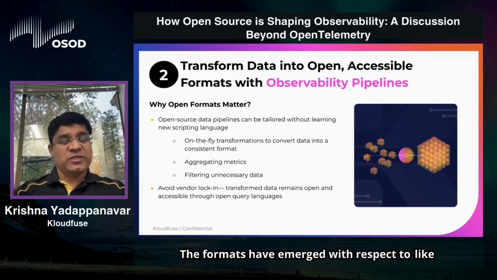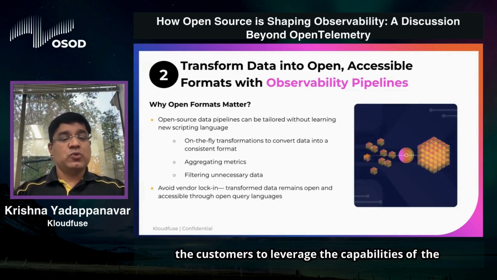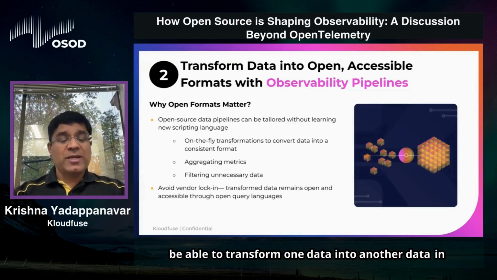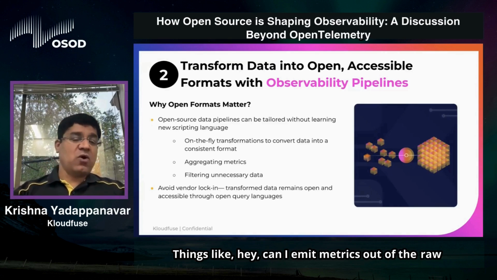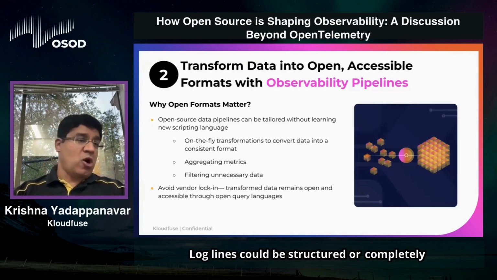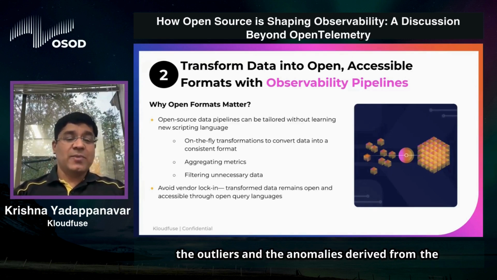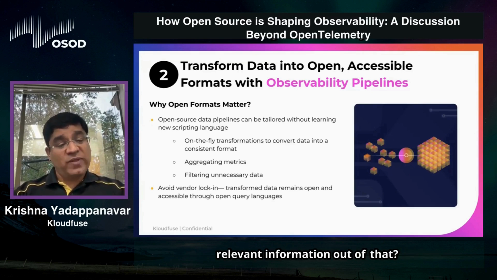The formats have emerged with respect to things like Parquet, which will enable you, the customers, to leverage the capabilities of the data in a better way. The platform or the Observability pipelines should be able to transform one data into another data in a very consistent form. Things like, hey, can I emit metrics out of the raw log lines? Log lines could be structured or completely unstructured, or traces, metrics derived from the traces, the outliers and the anomalies derived from the logs and the metrics, and can I surface the relevant information out of that?